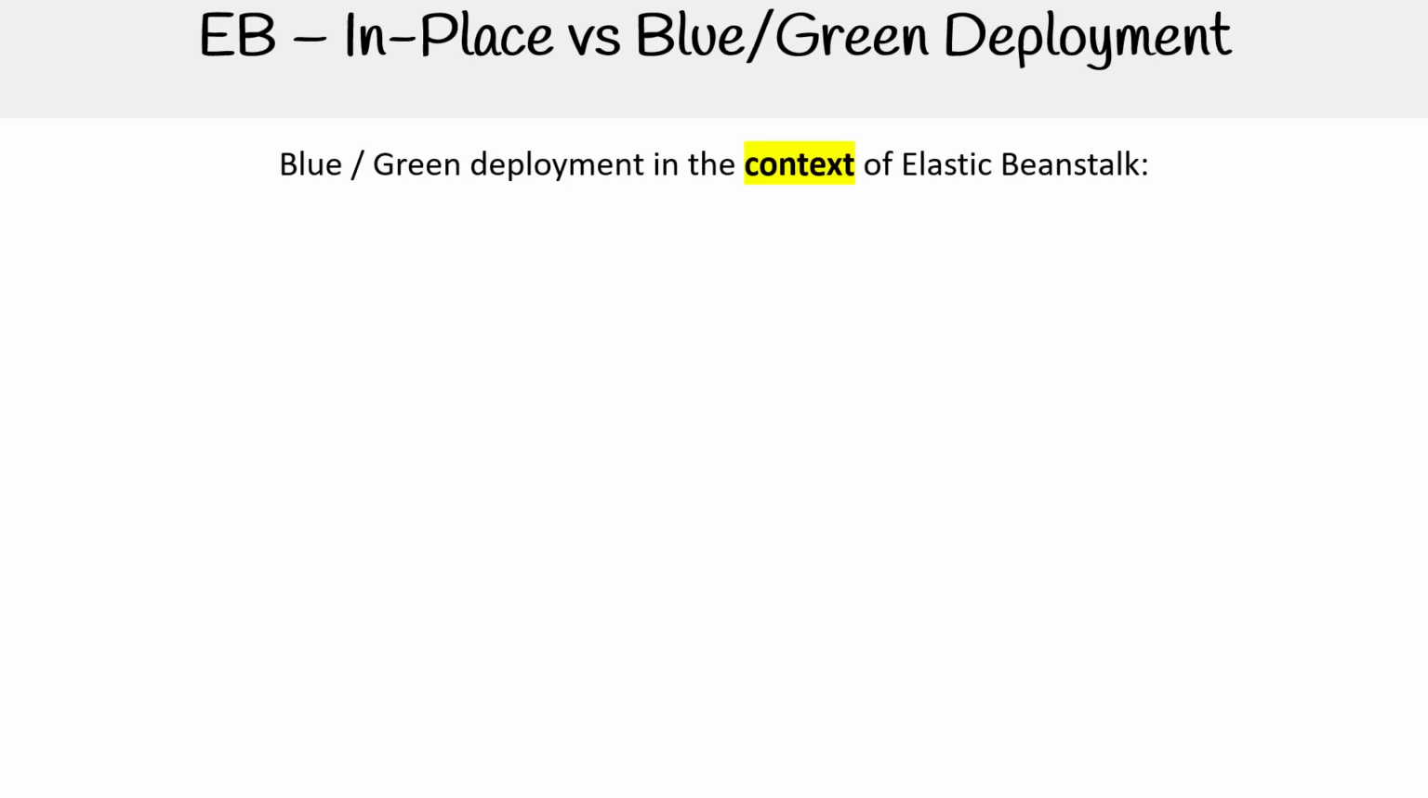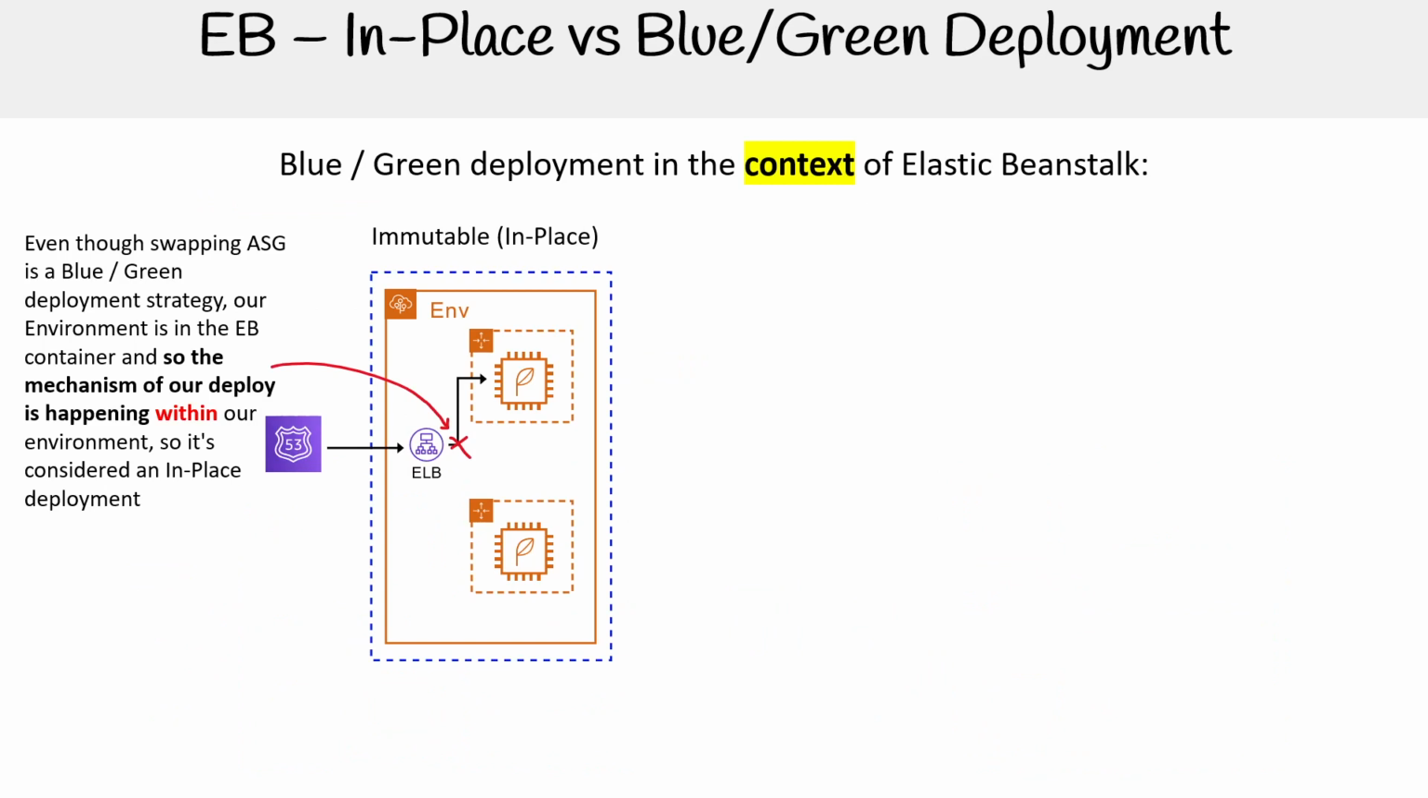Now let's take a look at what blue-green deployment means in the context of Elastic Beanstalk. If we're talking about Immutable, which is an in-place deployment, what you can see here is that it's happening within our environment. So it's considered in place because it's within our environment, but it's also considered blue-green because it's switching from the old auto-scaling group to a new auto-scaling group. I just said a moment ago it doesn't do that, but it actually does, now that I'm thinking about it. So is this in place or is it blue-green? And that's where this confusion comes from.